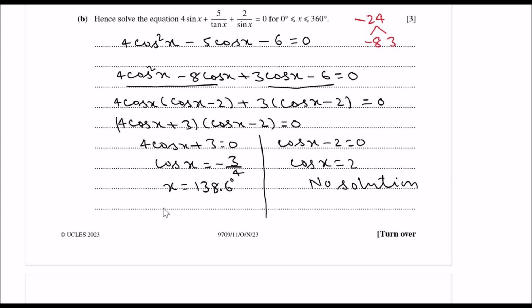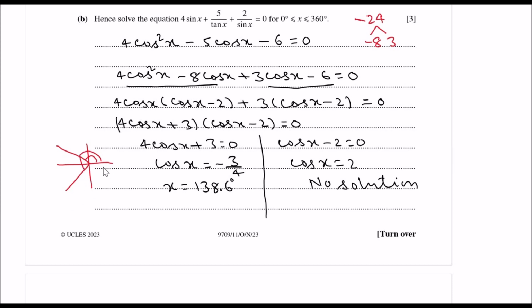Now using the CAST diagram we can find the other value. So let us use the CAST diagram. If I draw a CAST diagram here, see, 138.6 comes in the second quadrant, because cos is negative in second and third. So this is one angle which is already written, 138.6. Another angle we have to find.